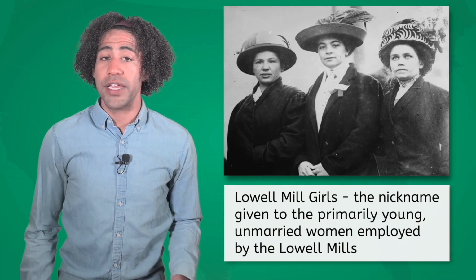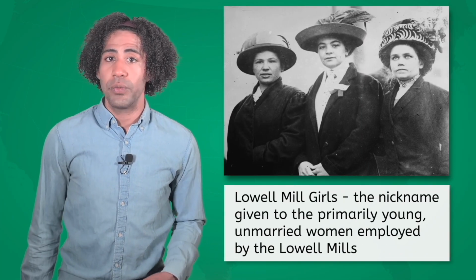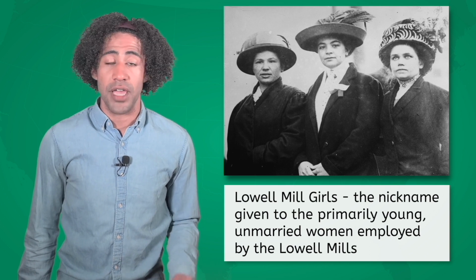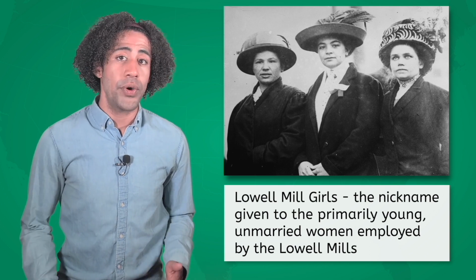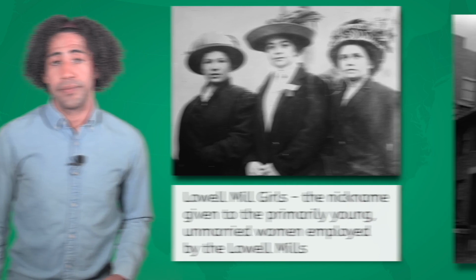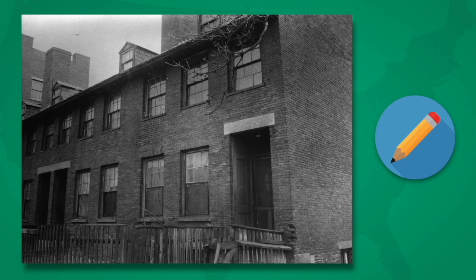These workers included the Lowell Mill Girls, which was the nickname given to the primarily young, unmarried women employed by the Lowell Mills. Their living quarters consisted of simple boarding houses. For some women and girls, the ability to live and work away from their families was seen as liberating. However, in order to live in the company-owned housing, they had to follow strict rules.